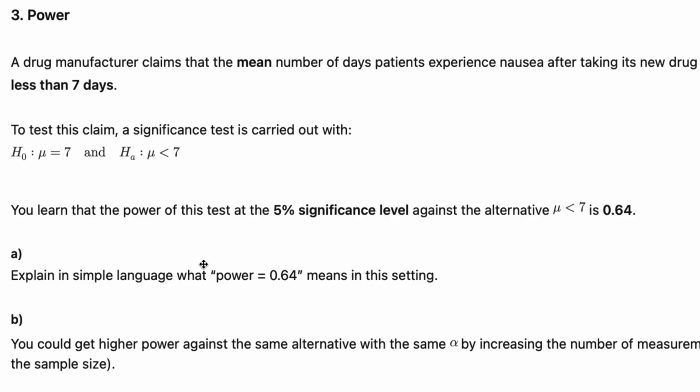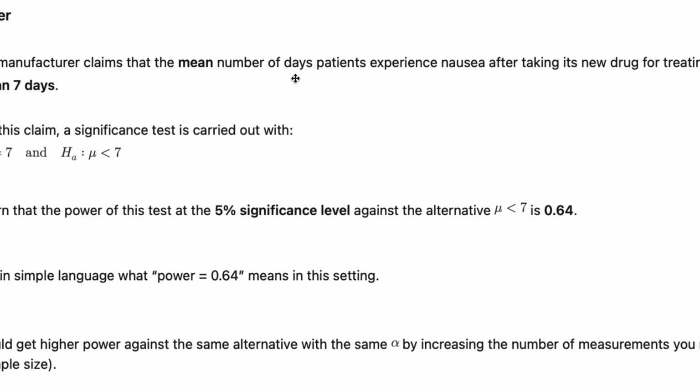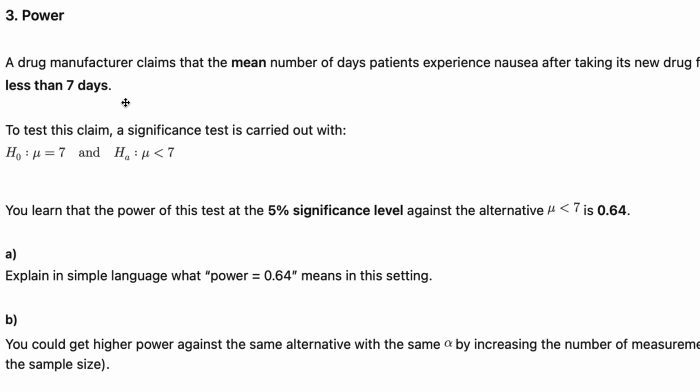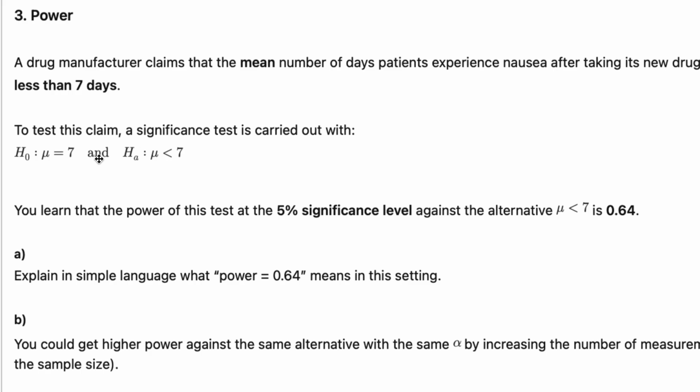Well, we successfully reject the null hypothesis when it is false, which means that in reality, the mean days of nausea patients experience after taking the new drug is actually less than 7 days, so HA is true. So if the true mean nausea time, I know my pronunciation may be incorrect, please forgive me, is actually less than 7 days, then the test has a 64% chance of rejecting the null hypothesis. So we know that our alternative hypothesis is actually true. Then what is our probability of successfully rejecting the null hypothesis?